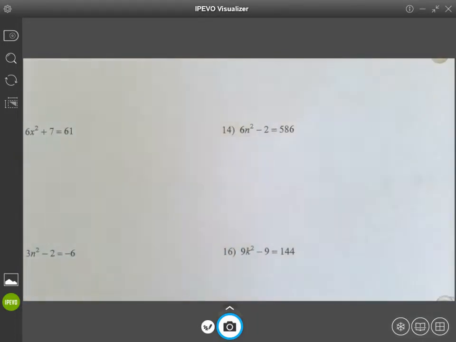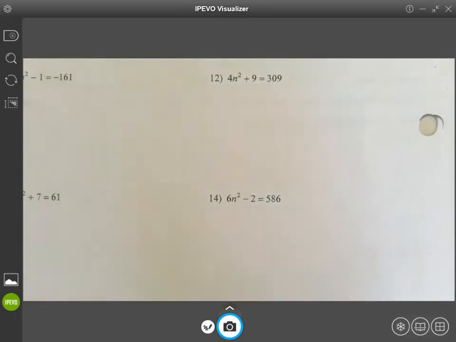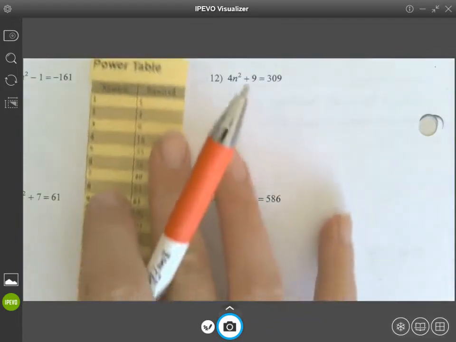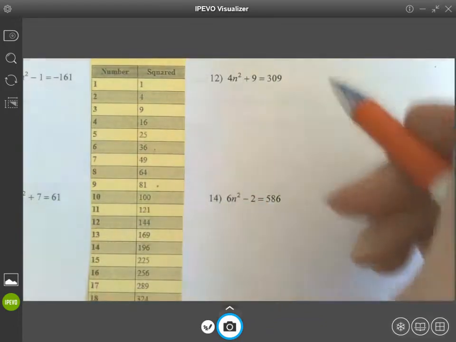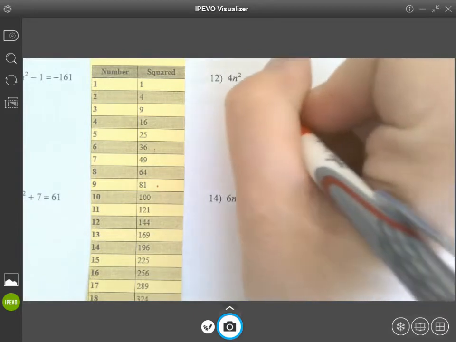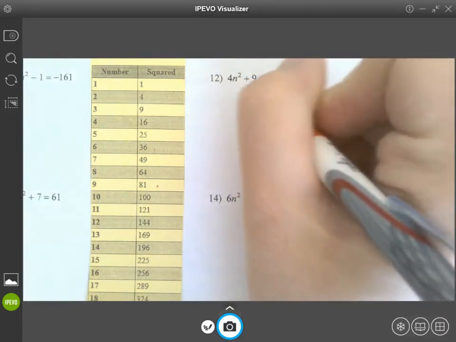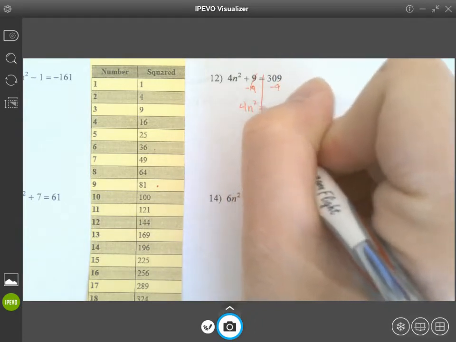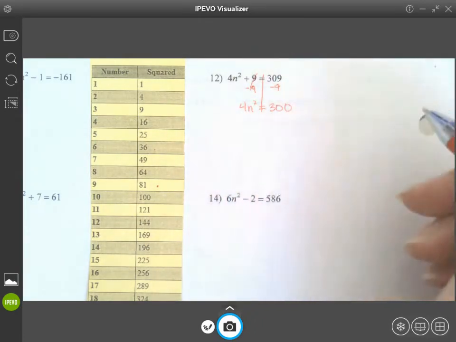All right, Mr. Adams, pick one on the back for us. Let's look at number 12 here. I have a 4 to get rid of, a power of 2, and a plus 9. What should I get rid of first? Get rid of the 9 by? Cross the line, change the sign. Yep, so addition goes to subtraction. So 4n squared equals 300.